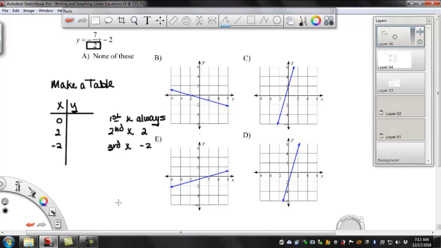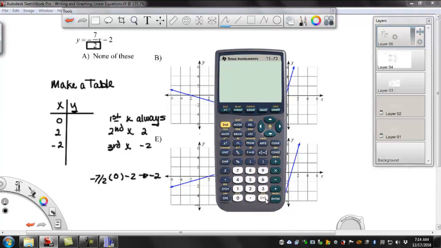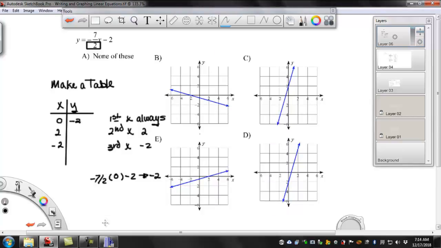Now we have to find out what our y's are. We'll take our equation, -7 divided by 2, we will replace the x with 0, and now subtract 2, and that will give us the ordered pair of a -2. So when x is 0, y is a -2. Let's go ahead and type it in with our calculator. This will make it a little bit easier to figure the other ones. Put 0 in, we subtract 2. I do get -2, so I know that it's right.